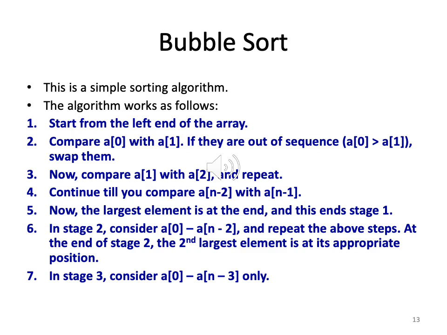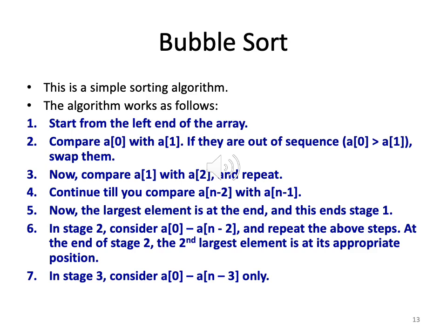Now you'll observe that the largest element is at the end, and this ends stage 1. So the largest element is at its appropriate position, and now you can focus on all the elements except the last one. So in stage 2, step 6, consider A0 to A(n minus 2), because A(n minus 1) is already where it is supposed to be in the final output. So consider A0 to A(n minus 2) and repeat steps 1 to 5.